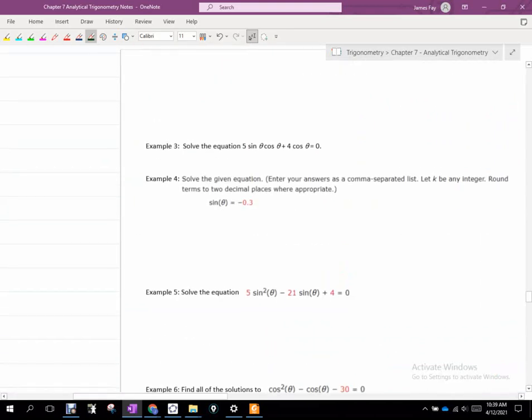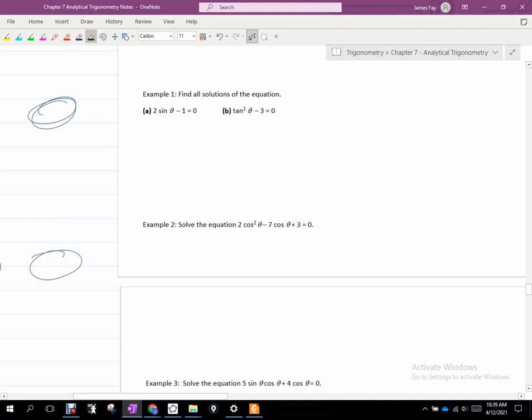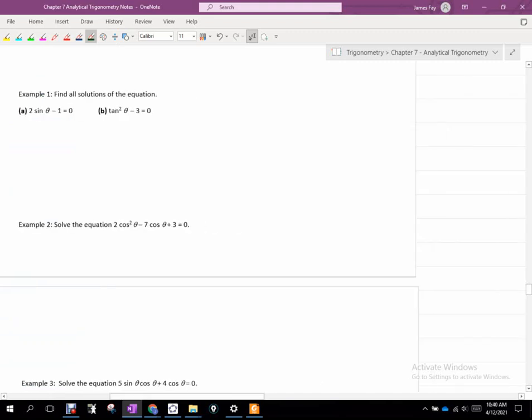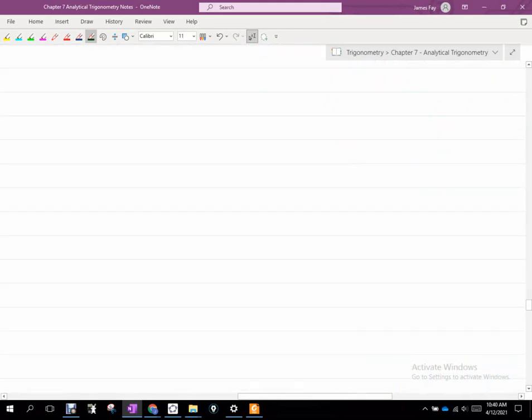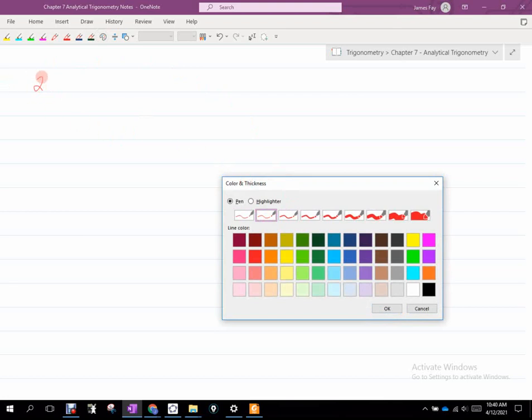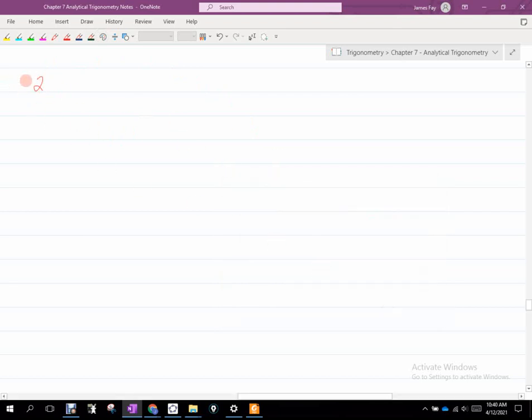Let's do one more. 2 cosine squared. I'm going to write this on the side so it's cleaner. Two cosine squared theta minus 7 cosine theta minus 3, was it plus 3? Plus 3 equals 0.